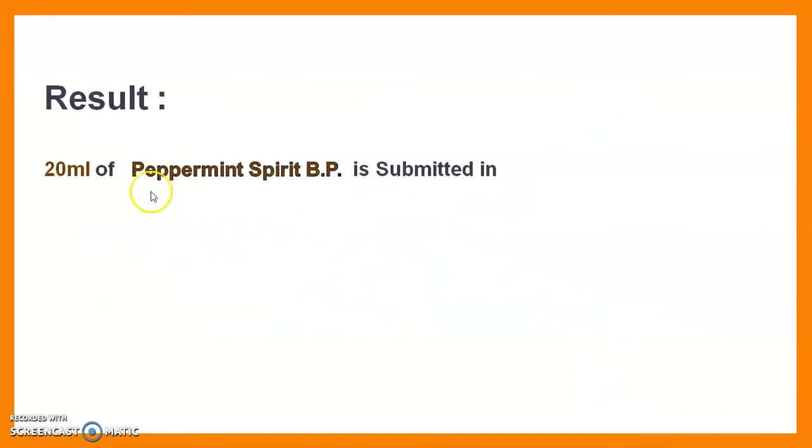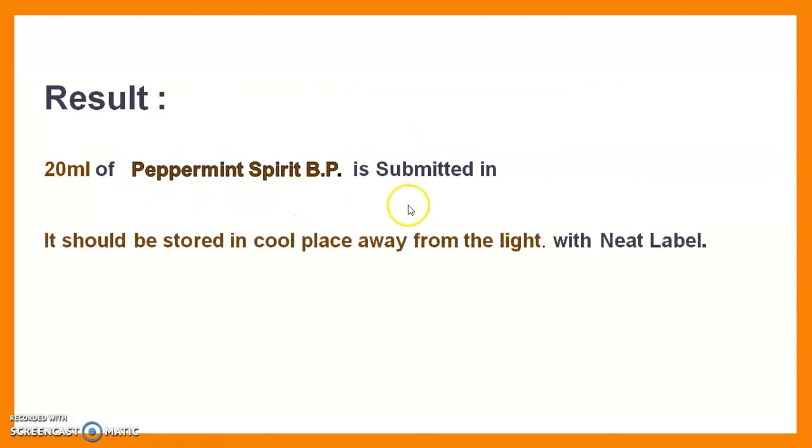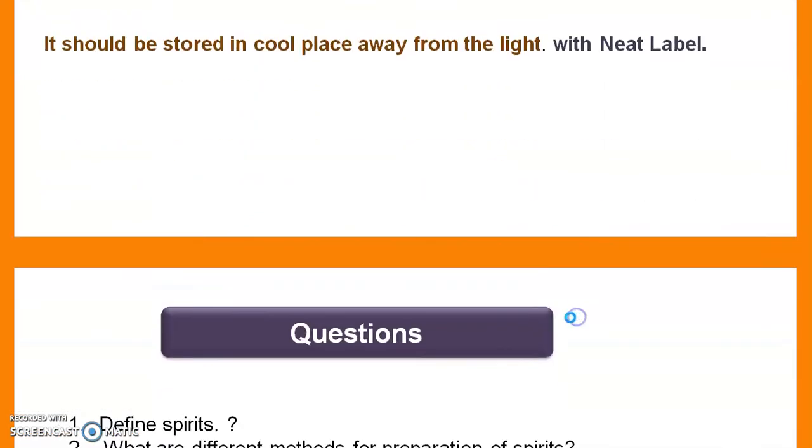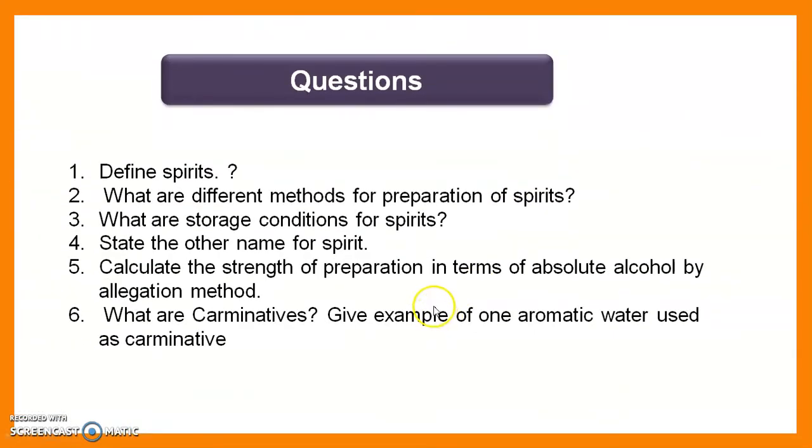Then the result should be written as: 20 ml of peppermint spirit BP is submitted in a cool place away from the light with a neat label. In this way our experiment is finished.